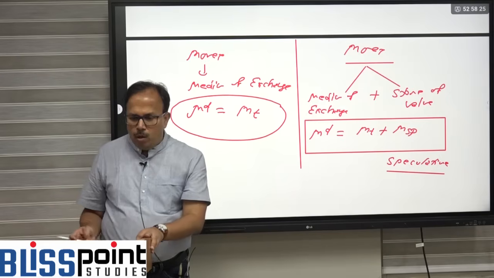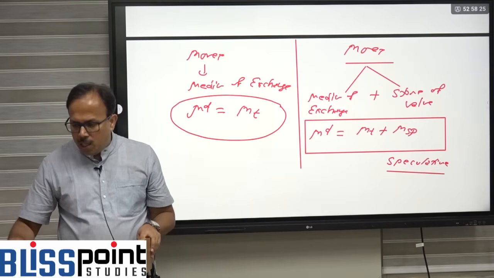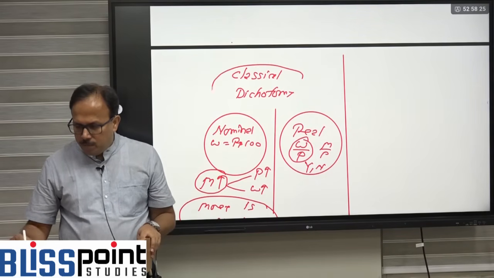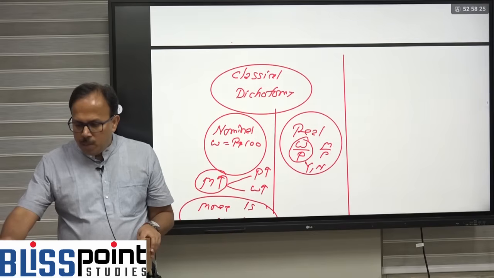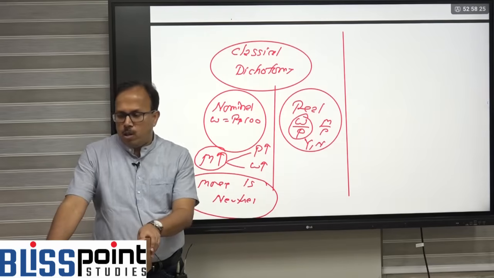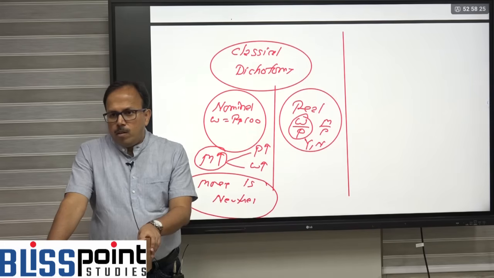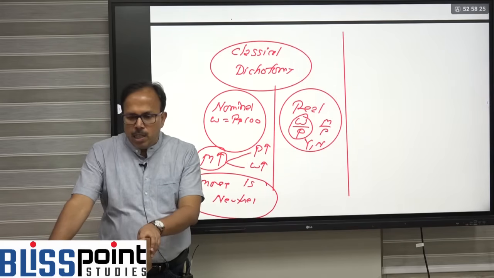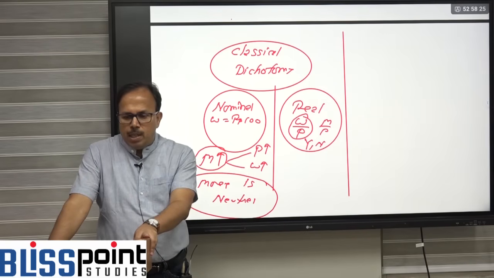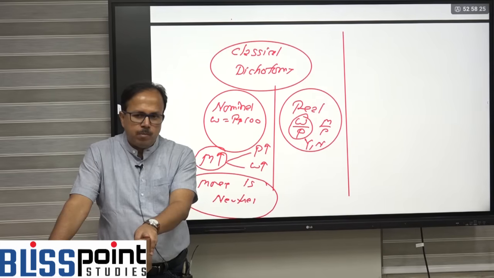Classical economics is based on classical dichotomy and monetary neutrality. Underline both classical dichotomy and monetary neutrality.